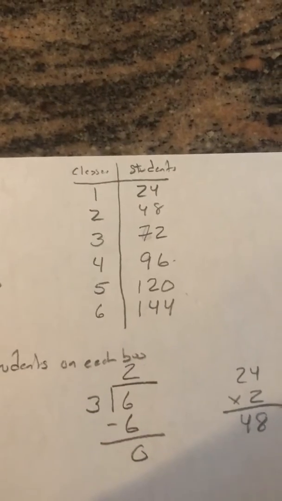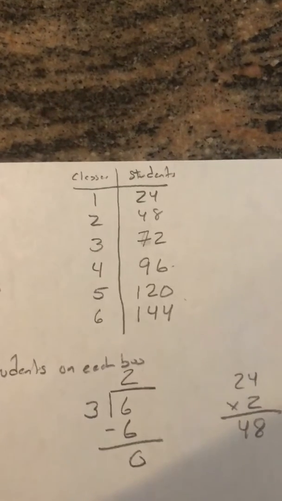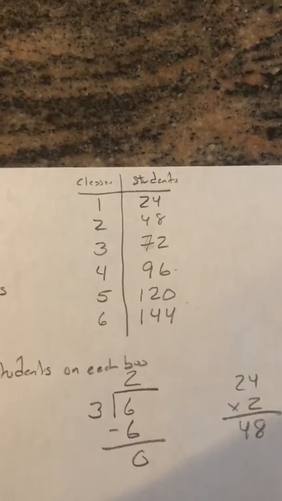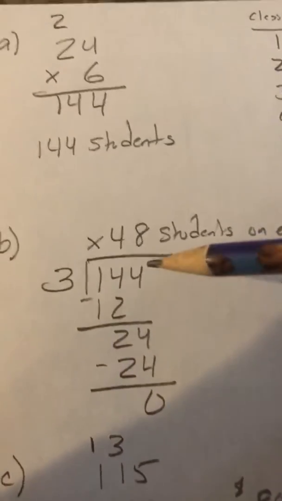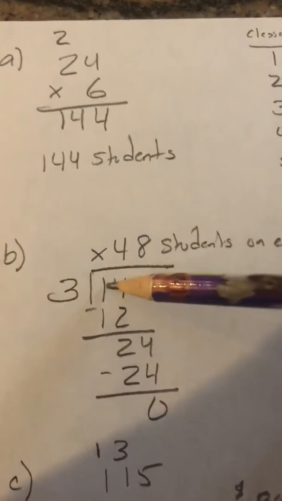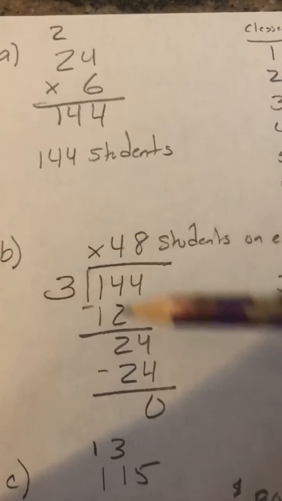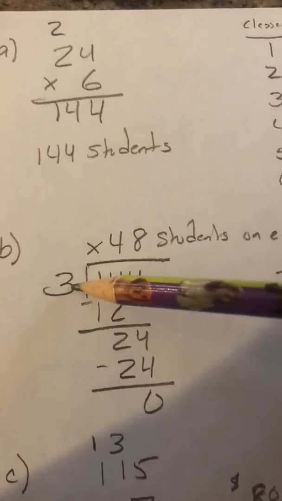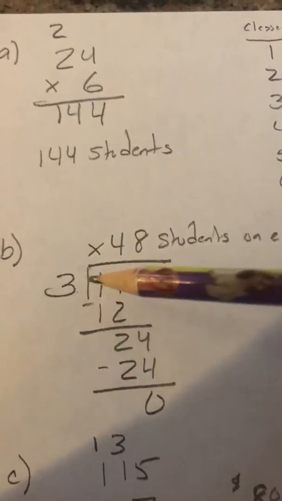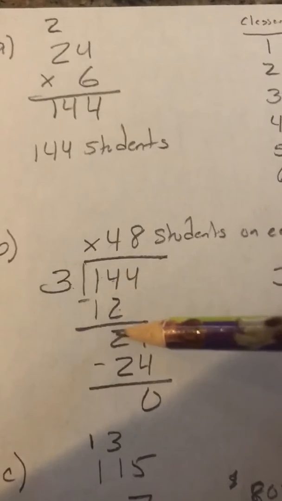Now, part B was asking if there are 144 students now, and we're going to divide them amongst three buses, how many students are going to be on each bus? So in this case, we're going to do the 144 divided by 3. So if you have 1, we don't have enough to make a group of 3, so I put an X or a placeholder above it. If I have 14, I can make 4 groups of 3. So 4 times 3 is 12. I'm going to subtract. That equals 2.